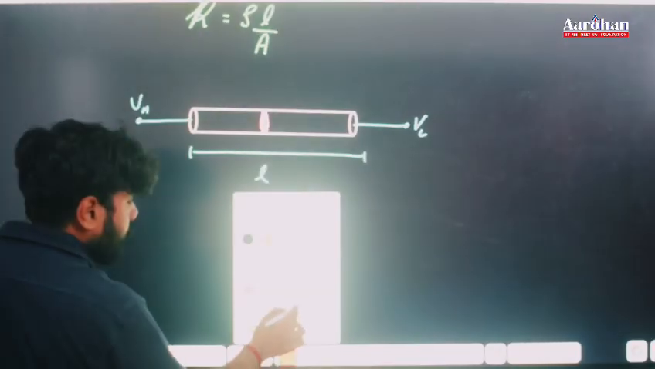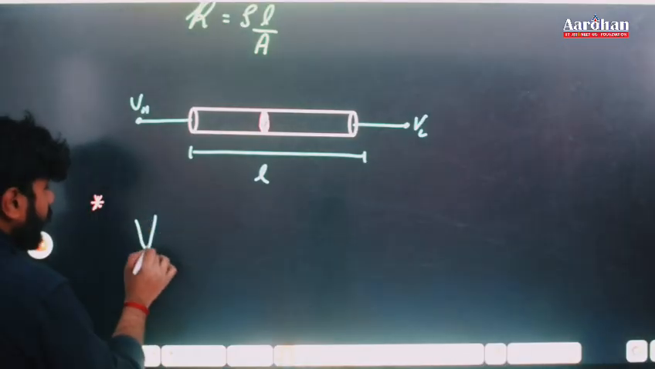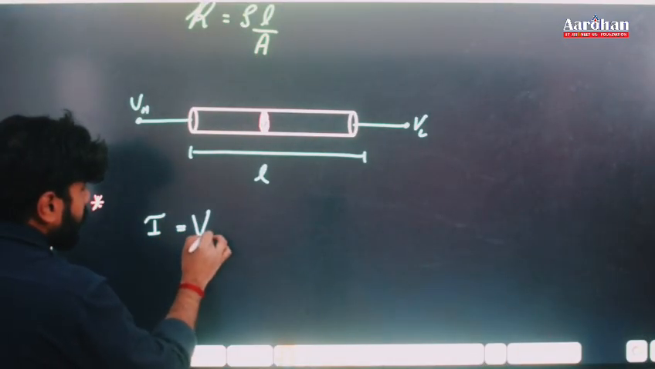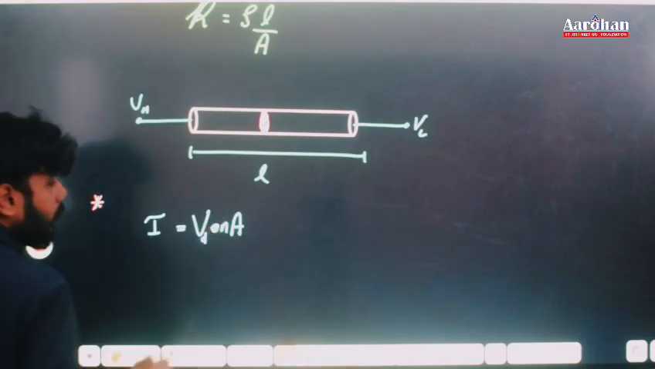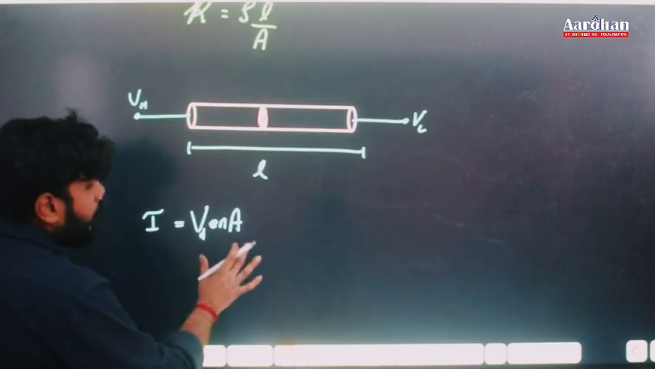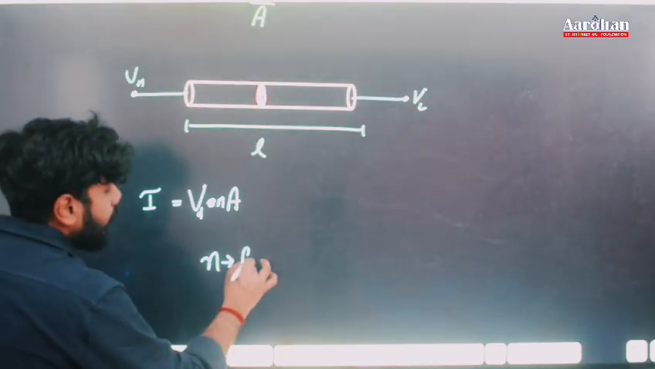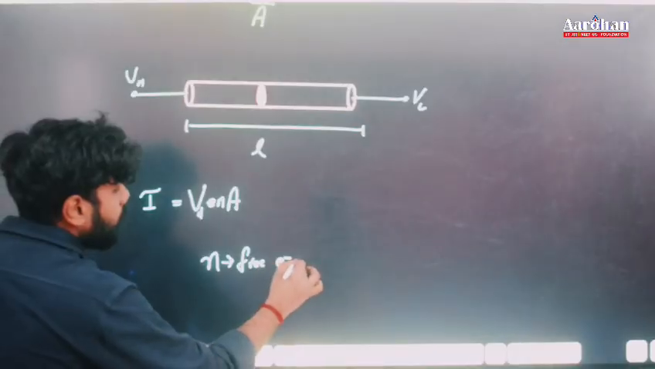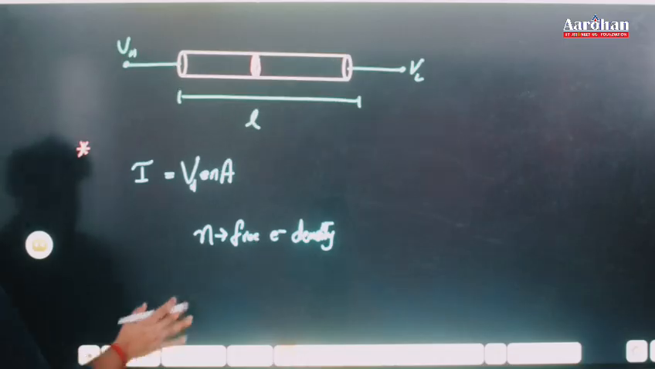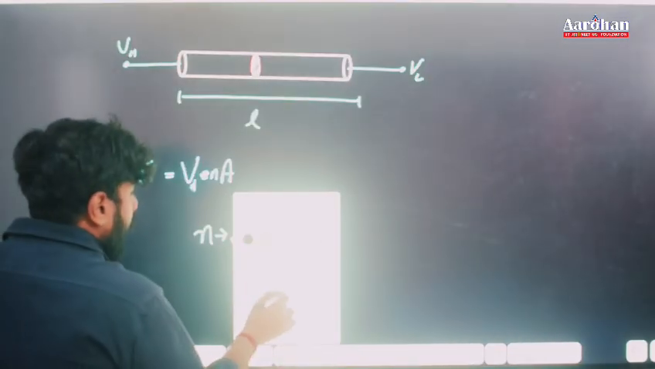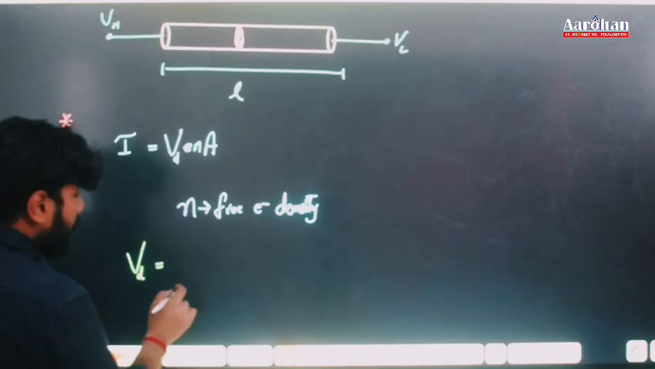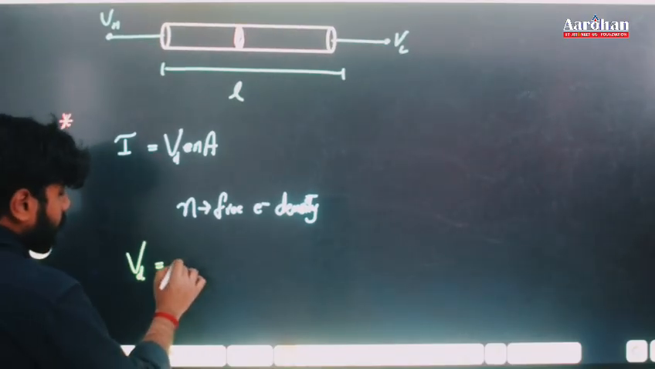We have discussed that current is drift velocity times electric charge of electrons, times N times A, where N was the free electron density, and A is your area. And what was the drift velocity formula? If you remember, we have defined drift velocity with the help of what?